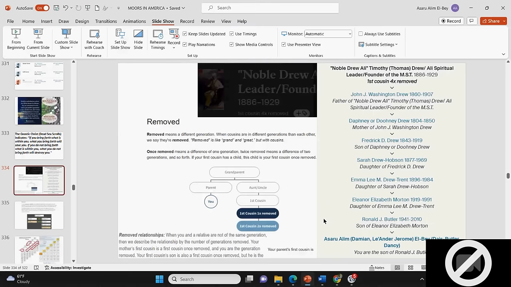Third great grand uncle. So here we have, once again, Sir Alim El-Bey. You are the son of Ronald J. Butler, son of Eleanor Elizabeth Morton, daughter of Emily Drew Trent, daughter of Sarah Drew Hobson, daughter of Frederick D. Drew, son of Daphne Drew, mother of John J. Washington Drew, all right, and John J. Drew, the father of Noble Drew Ali. And hence, Noble Drew Ali is my first cousin four times removed.